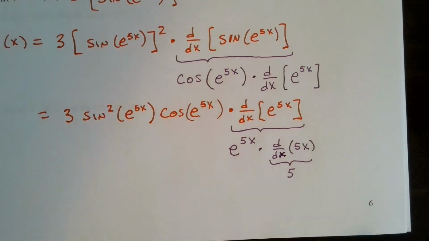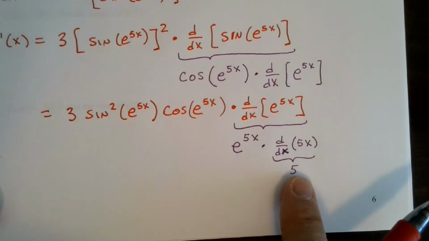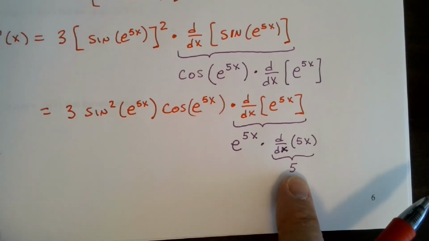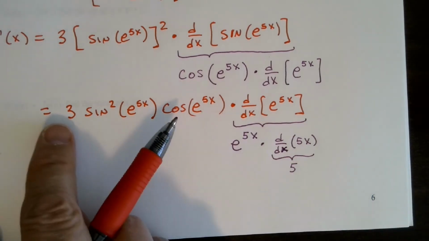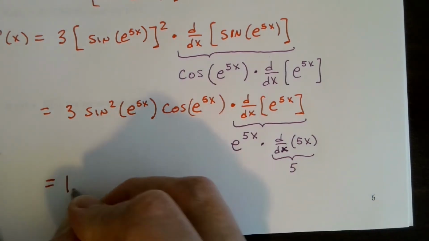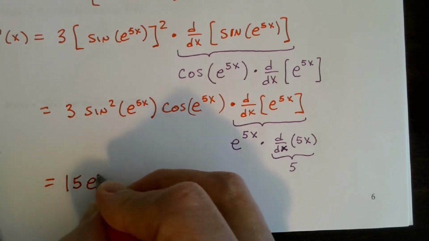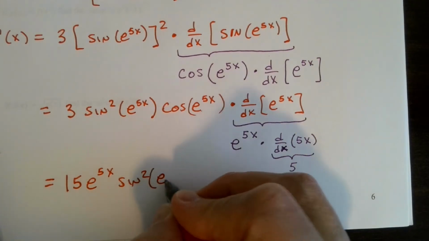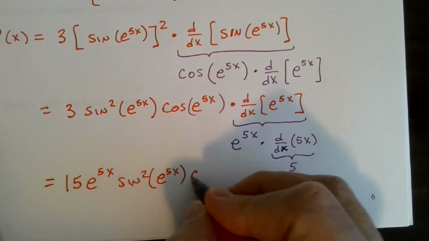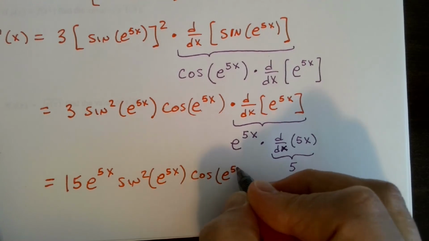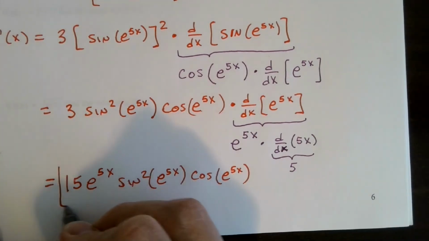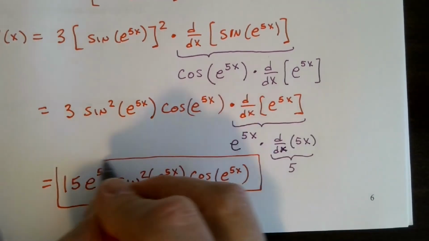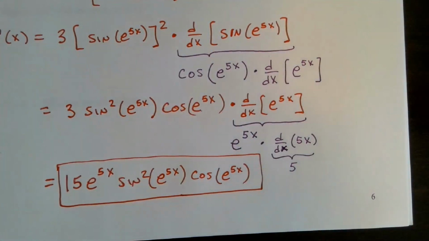And so we're done. When is this process done? We've peeled away the layer, so to speak. We got to the innermost function that's not a composition of two or more functions. So finally, this 5e^(5x) times 3 gives me 5 times 3, 15e^(5x). Let's pull that out in front: sine squared e^(5x) cosine e^(5x). So there was an example where we had to use the chain rule 3 times.